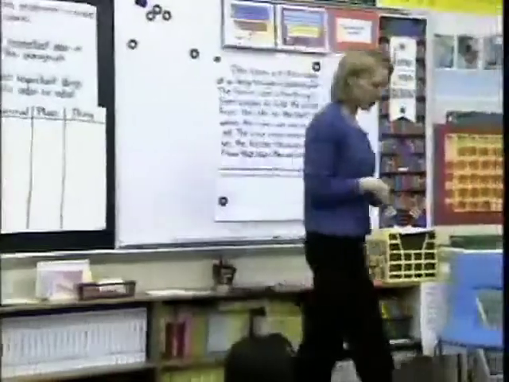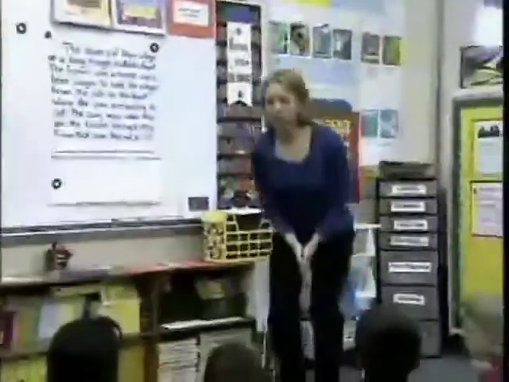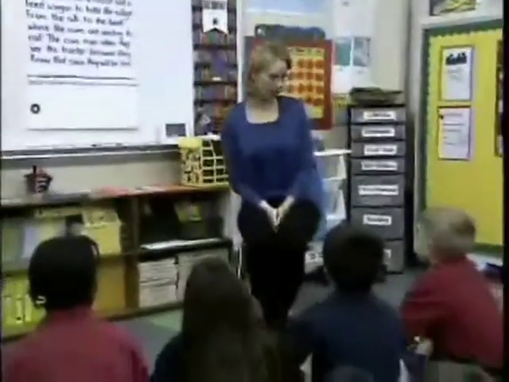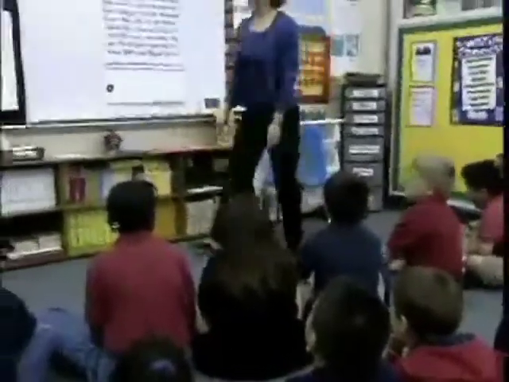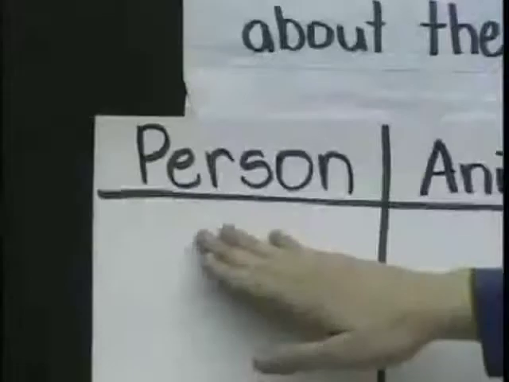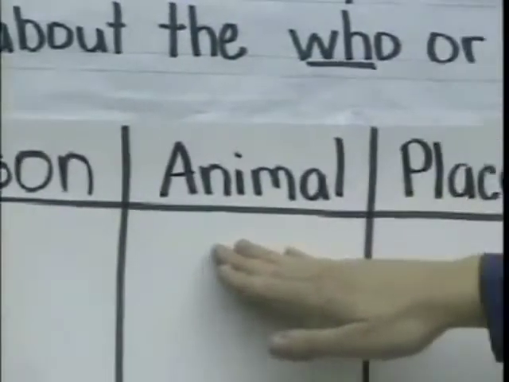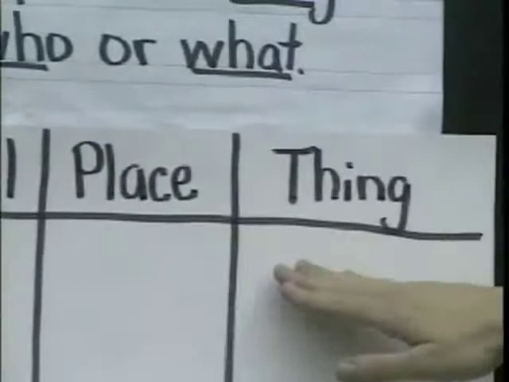Now, I want to share with you guys a rule that's really going to help you with this strategy. The who or what will always be a person, an animal, a place, or a thing.